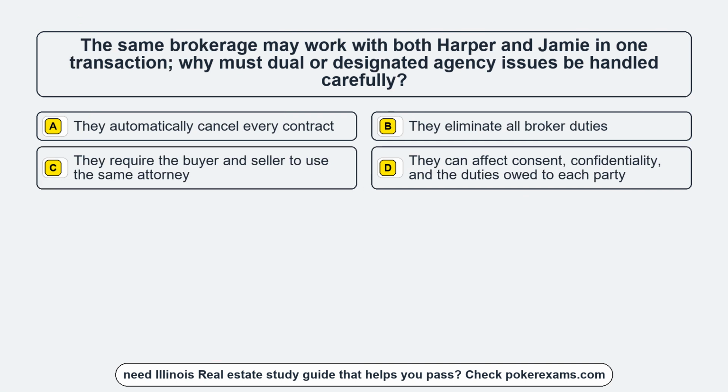Question 8. The same brokerage may work with both Harper and Jamie in one transaction. Why must dual or designated agency issues be handled carefully? Option A. They automatically cancel every contract. Option B. They eliminate all broker duties. Option C. They require the buyer and seller to use the same attorney. Option D. They can affect consent, confidentiality, and the duties owed to each party.